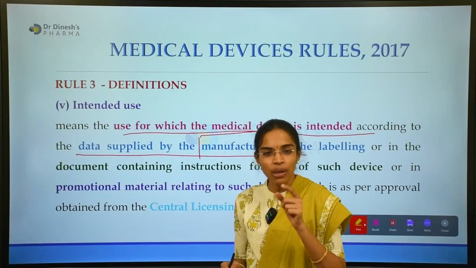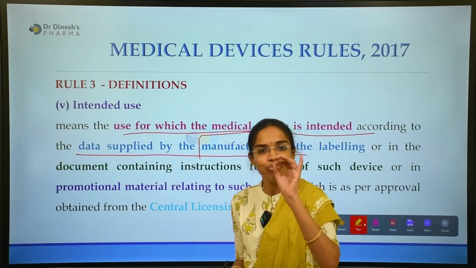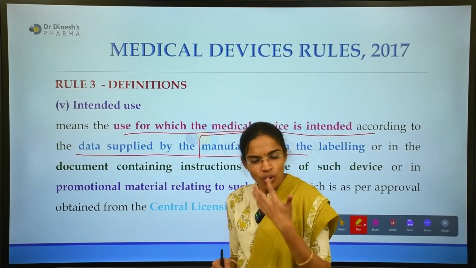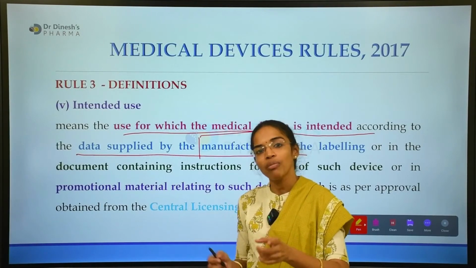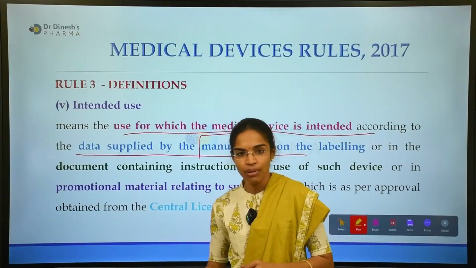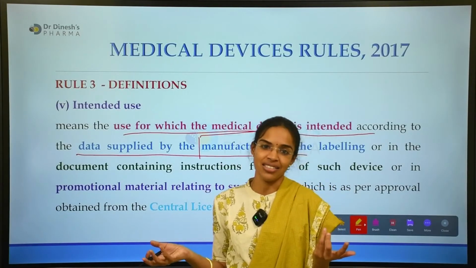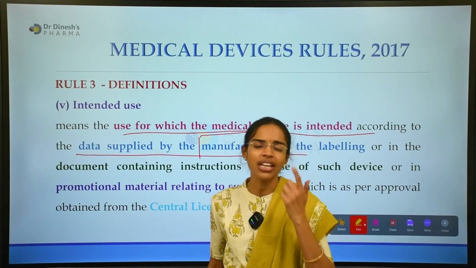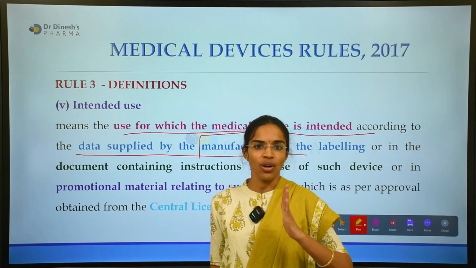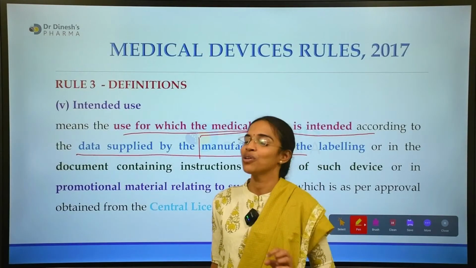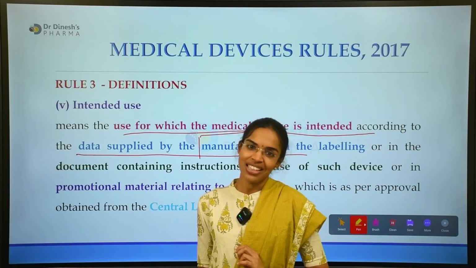What is the purpose it is meant to perform? The purpose or duty it is meant to perform as given by the manufacturer or the label, not according to its general tendency. It is nowhere related to its general use and general tendency. Please remember, the general uses or indicated uses and the intended uses are definitely different.